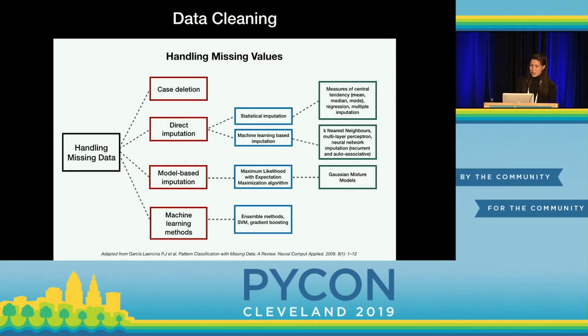There are many different ways for us to handle missing values. We can do case deletion or some form of imputation. But in order for us to choose the right imputation method, we first need to identify the data's mechanism of missingness.